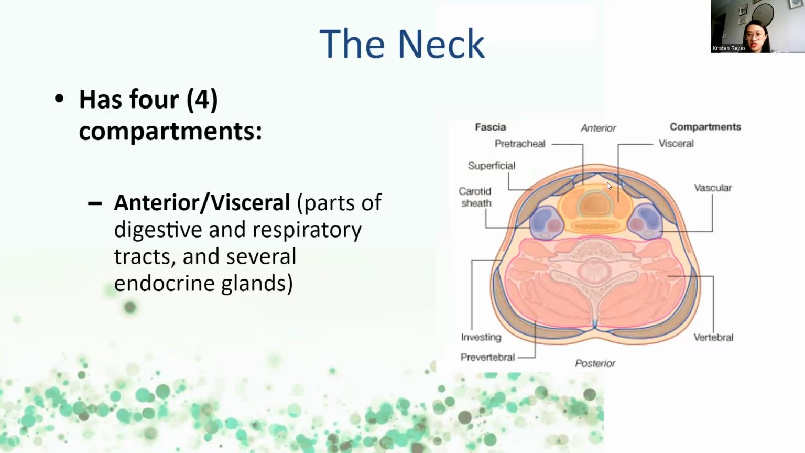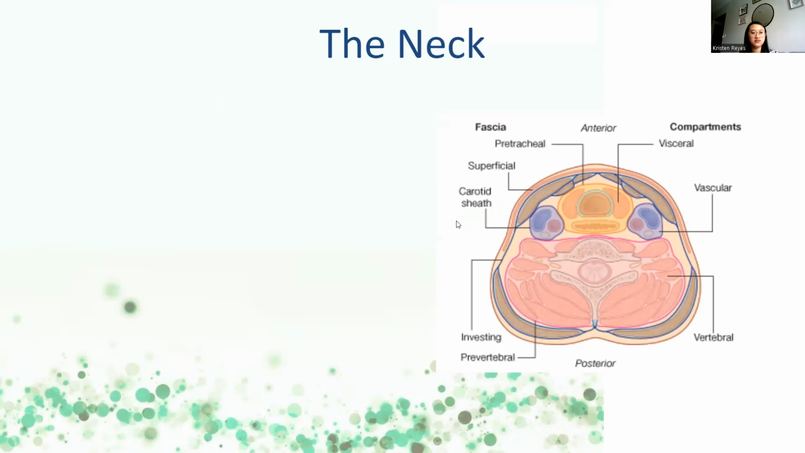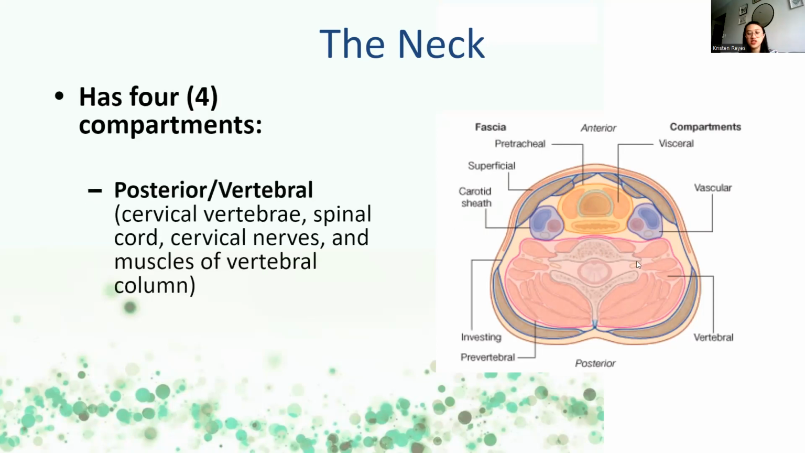So ito yung anterior compartment natin. No? So in the anterior compartment, what you will see are parts of the digestive and respiratory tract. You have your esophagus. You have your trachea, right? For the posterior, you have your vertebra, your spinal cord, some cranial nerves, and of course the muscles of the vertebral column.